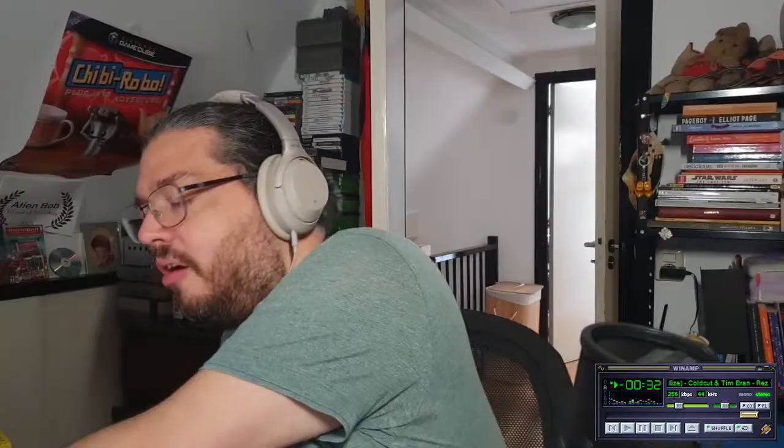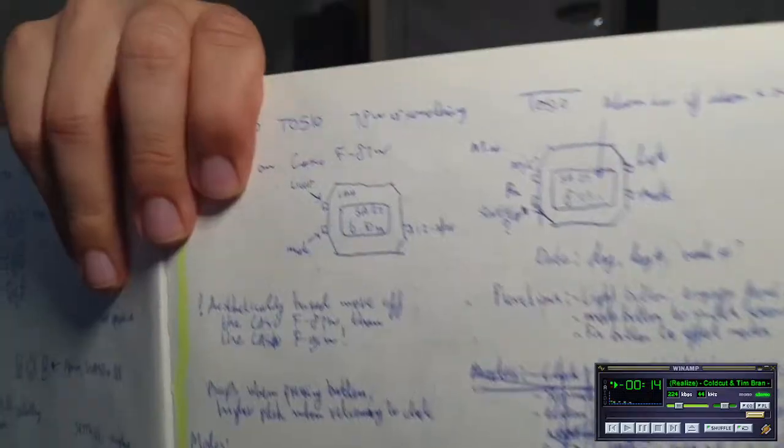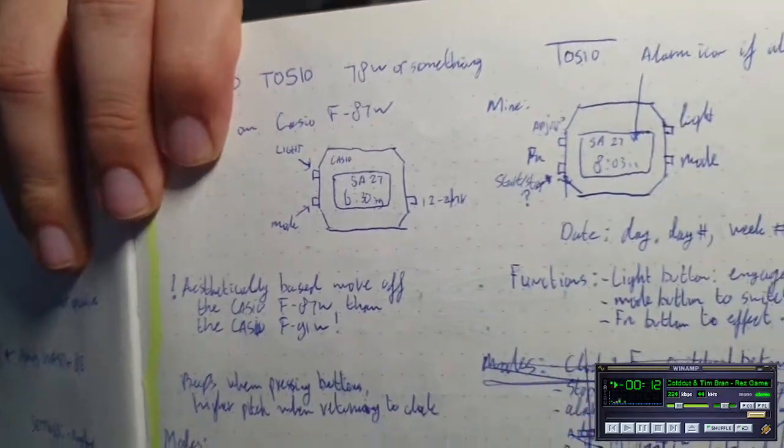And so the thing with the electronic devices is, I've already sketched this out quite a bit too. Let me show that off. I like showing that I've done some work. This is my big Aruba Untitled Adventure workbook. The watch has watch-like functions. It has a light, it has a stopwatch, it has alarms. Obviously, it tells you what time it is.